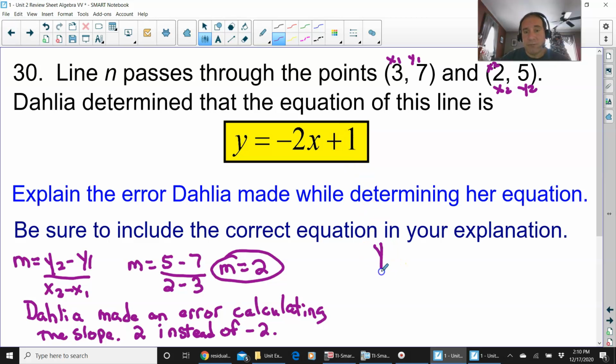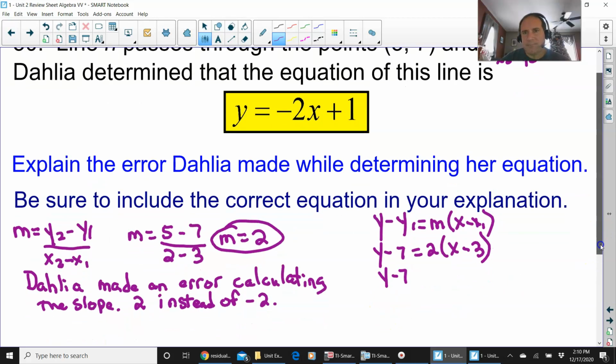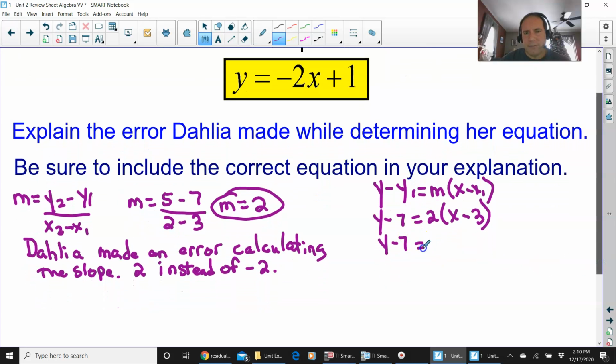I'm going to use the point slope formula, y minus y1 equals m times x minus x1. It's just the easiest way for me. I have y1 as 7 and the slope is 2, nice and easy with all positive numbers, and the x1 is 3. I'm going to do the distributive property. 2 times x is 2x. 2 times negative 3 is negative 6. Then you add 7 on both sides. This cancels. y equals 2x plus 1.